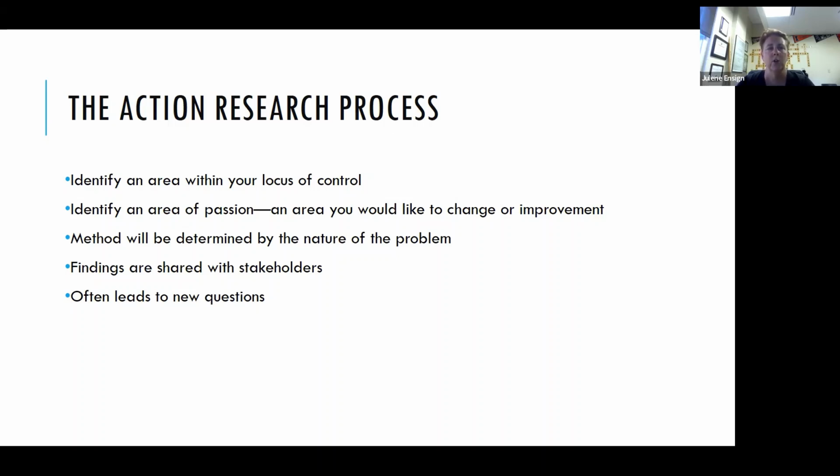So thinking about what's under your control, identify an area of passion. Like I said before in one of my previous videos, this is something that you're going to spend a lot of time working on. You might as well pick something that's meaningful to you and something that will hold your focus. The methods are determined by the nature of the problem. So how you are doing the research in terms of quantitative, qualitative, or mixed methods will be determined by what the problem actually is. You make sure that you share your findings with the stakeholders. So it's not just kept for you, but you're actually identifying who the stakeholders are and then allowing them to see what results you're collecting. And a lot of times keep in mind that action research often leads to new questions.